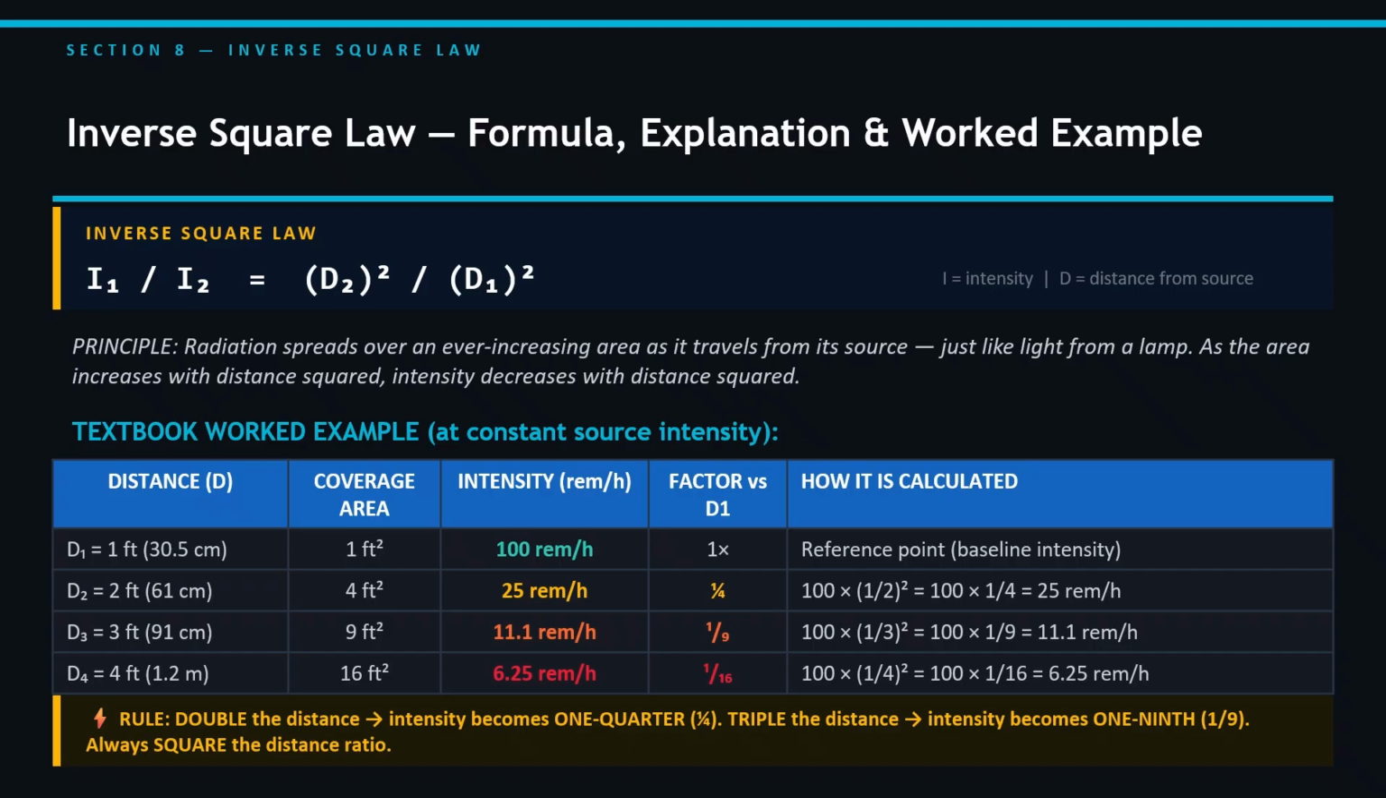For example, if a dose rate is 100 units at 1 foot, moving to 2 feet reduces the idealized intensity to 25 units. This is not a linear relationship. Doubling the distance does not mean reducing the dose by half. It reduces it by a factor of 4. That distinction should be automatic for anyone working in radiography.